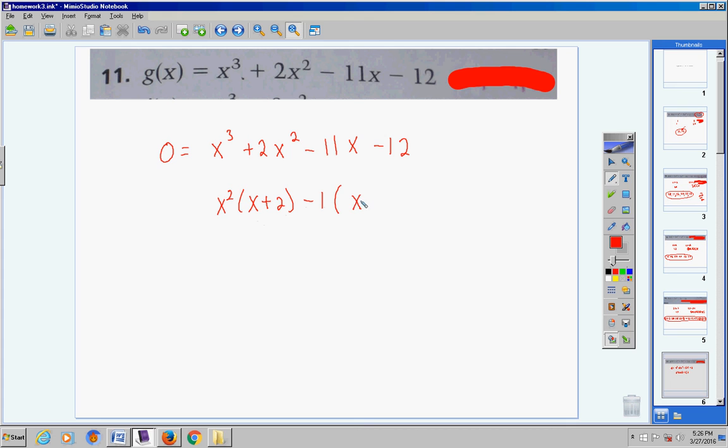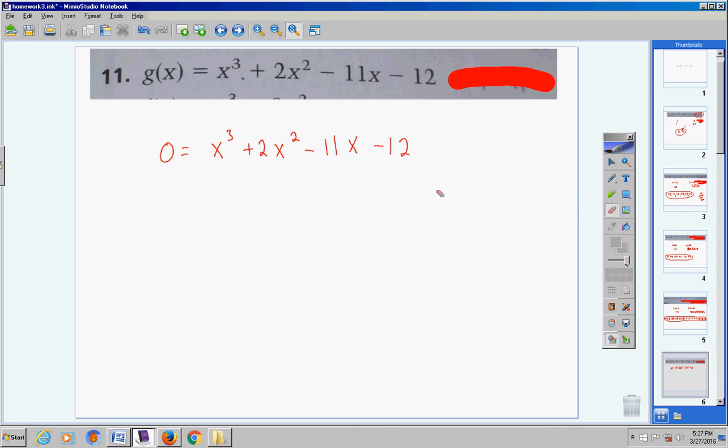I'm not going to get x plus 2 over here, guys. I'm going to get something like 11x plus 12. Okay. Does this parentheses here match this parentheses here? No. So I cannot factor this the way I've taught you to factor it, okay? So here we go. Here's what we're going to do. We're going to have to list out the possible rational zeros and then test them, okay?